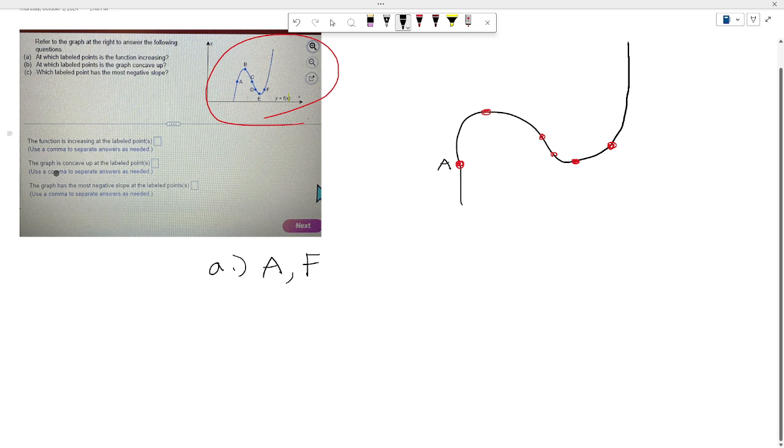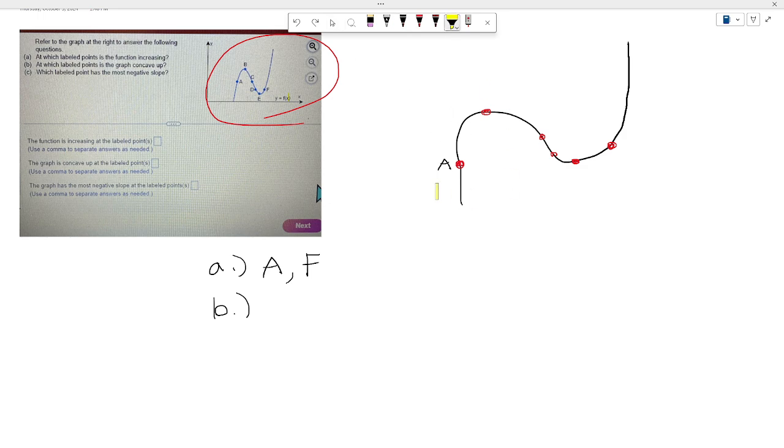Okay, let's look at part B. So this time it's asking for concavity. Concavity of a graph, by looking at it, is determined specifically by how the graph is curving. In this case, I can remember an N is concave down and a U is concave up. So N is concave down.